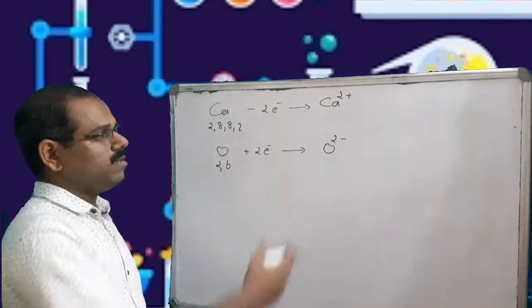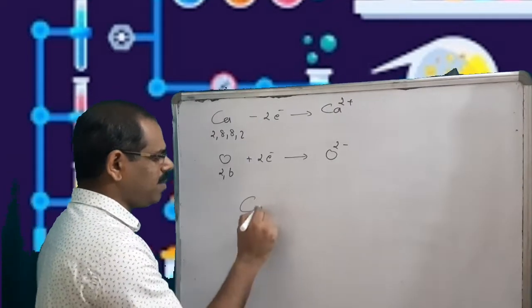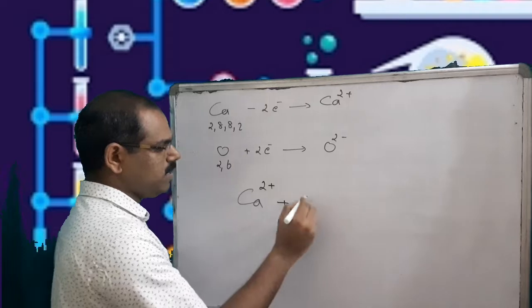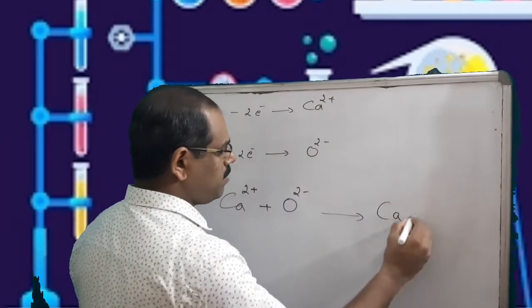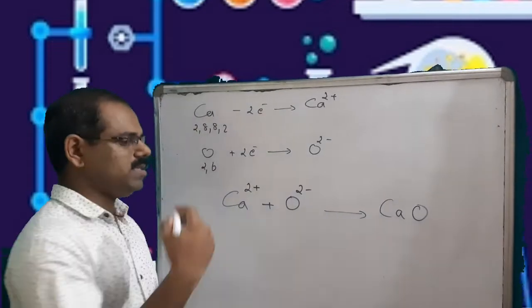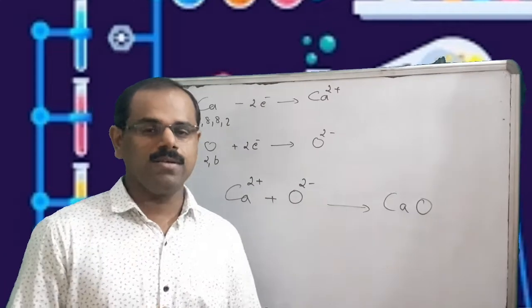So we have the 2 ions, calcium 2+ and oxygen 2-. Just combine calcium 2+ plus oxygen 2-, so we get calcium oxide, which is an ionic compound, but it can also be called an electrovalent compound.